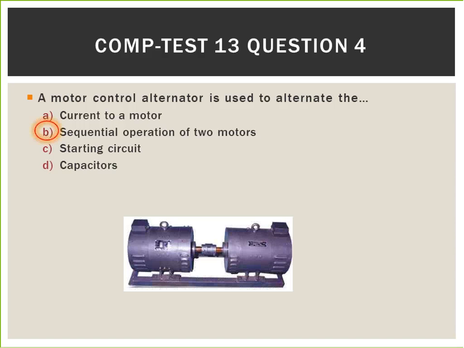Answer B is the best answer here. Answer A is not correct because current to a motor is not used to alternate current to a motor. Answers C and D are not the best answer because starting circuits and capacitors will each have their own internal controls to the motors.